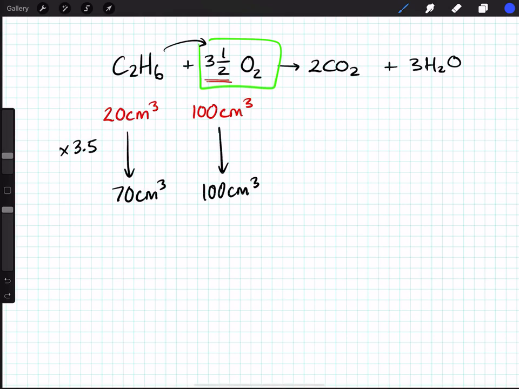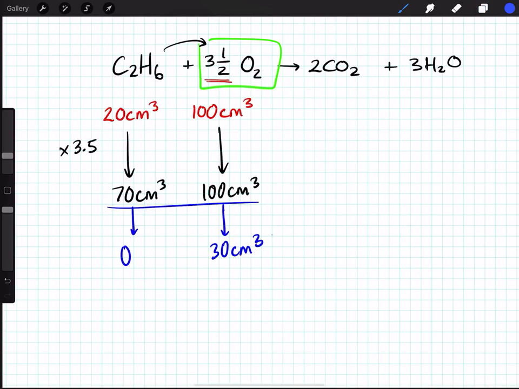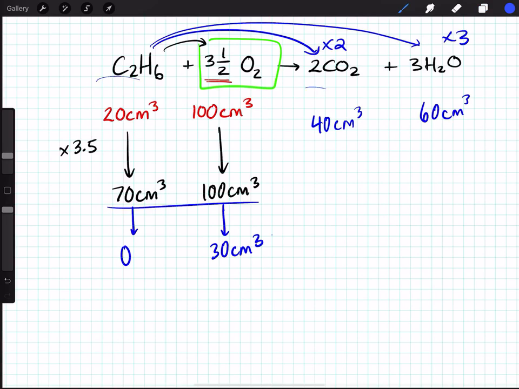Okay, so that means from these two, obviously ethane is the limiting reactant. So ethane falls to 0, and the 100 will fall to 30, because 100 take away 70 is 30. Okay, so ethane's finished. Of course, oxygen drops to 30, but also because these two reacted, we made some products. Again, to find out how much product we made, we compare it with the limiting reactant. So ethane to carbon dioxide and water is a 1 to 2 and a 1 to 3 ratio. So we're going to times the numbers by 2 and 3. So 20 times 2 gives you 40, and 20 times 3 gives you 60. That's how much carbon dioxide and water have been produced.